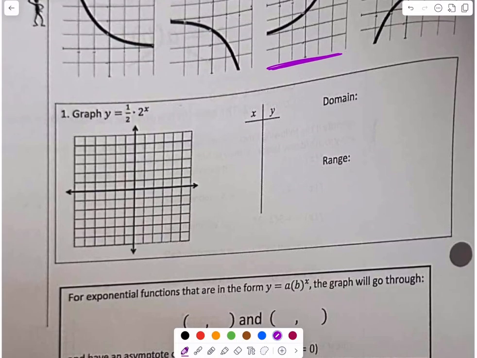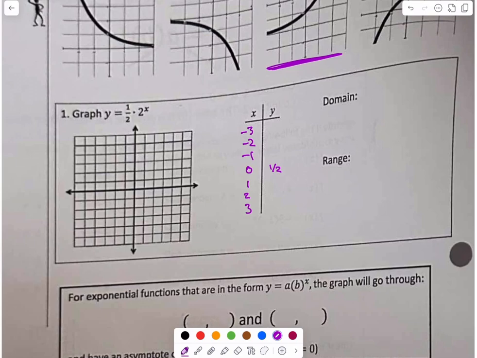Graph this, okay. So we can choose several values of x and find the corresponding y. Let's try these values. Let x be -3, -2, -1, 0, 1, 2, and 3. Now I'm going to start with when x is 0. 2 to the power of 0 is 1, so we get a half there.